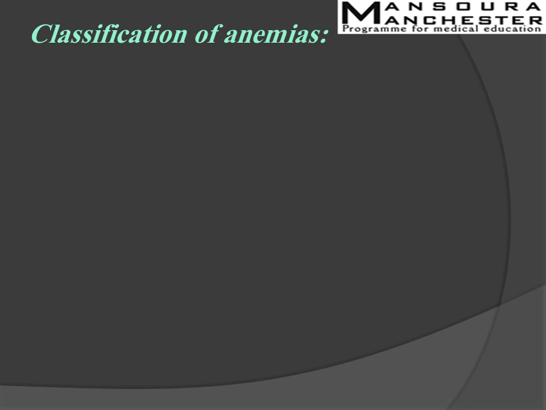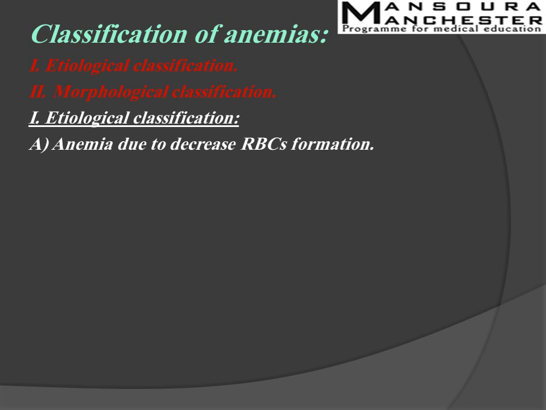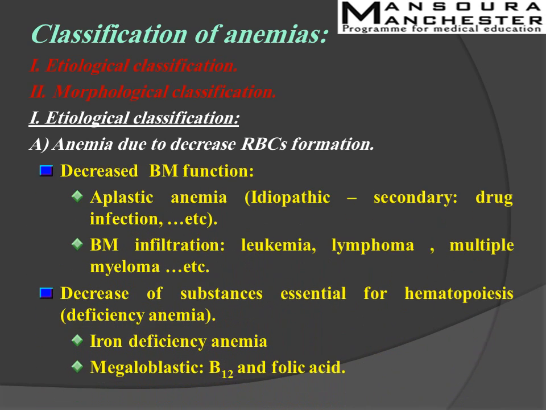So we'll shift to the classification of anemia. We can classify anemia according to the etiology and according to morphology. Etiological classification: first, anemia due to a decrease in red blood cell formation. Decreased red blood cell formation may be due to decreased bone marrow function.